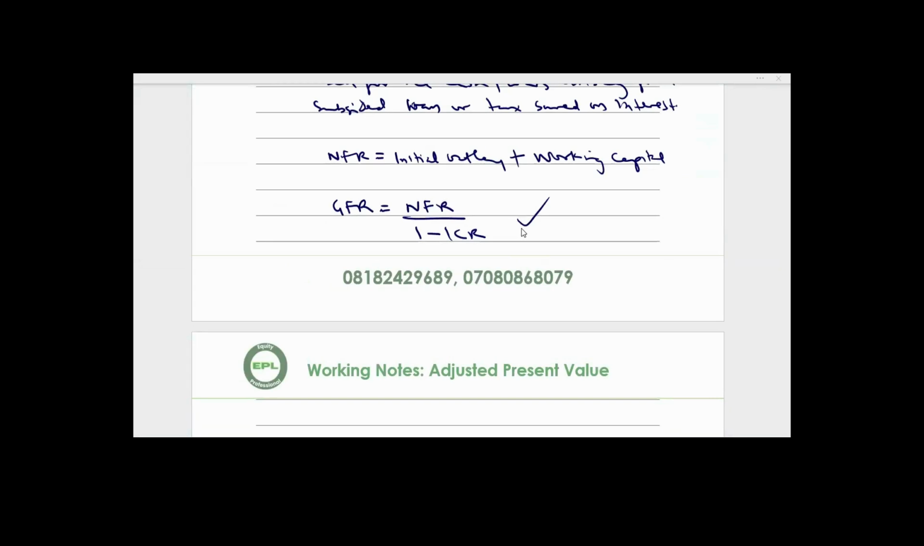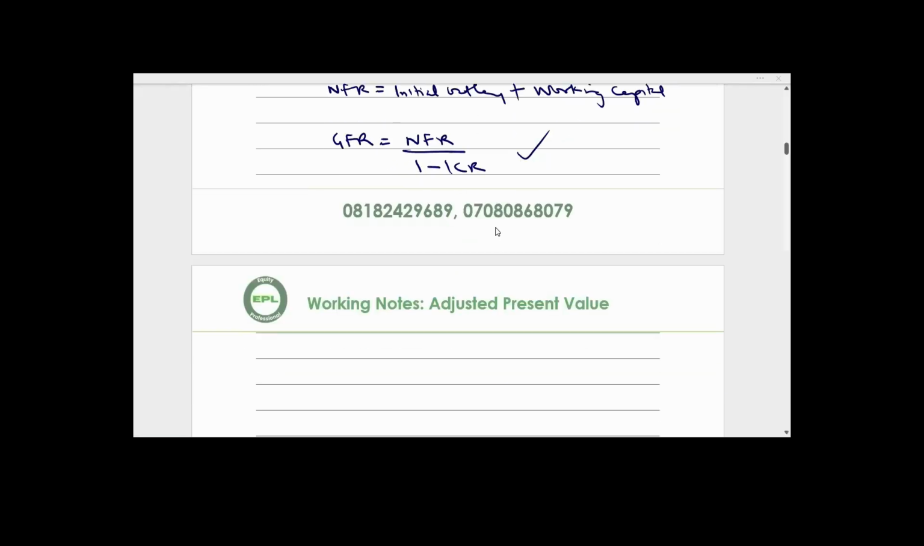They are going to give the percentage of issue cost. It could be 3%, it could be 2%, it could be 4%, it could be 5%, whatever the percentage of issue cost. So for you to gross it up, all you need to do is to divide the net finance required, which is the initial outlay plus working capital, by 1 minus issue cost rates. All right.